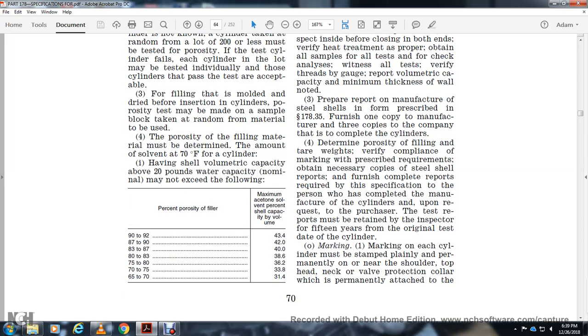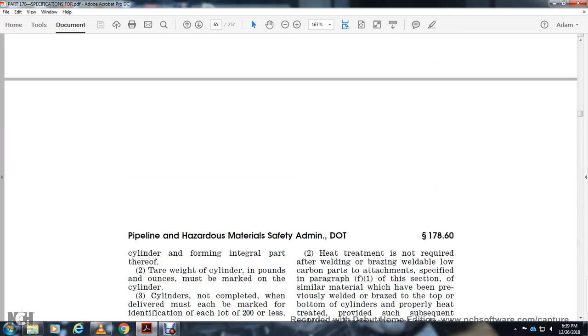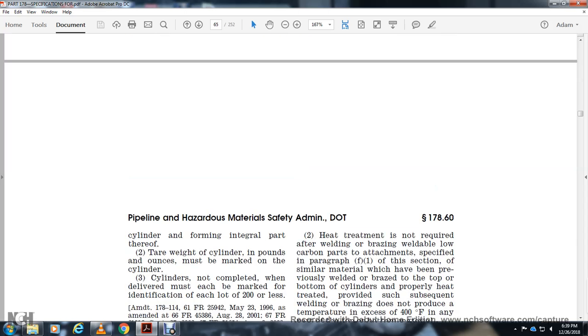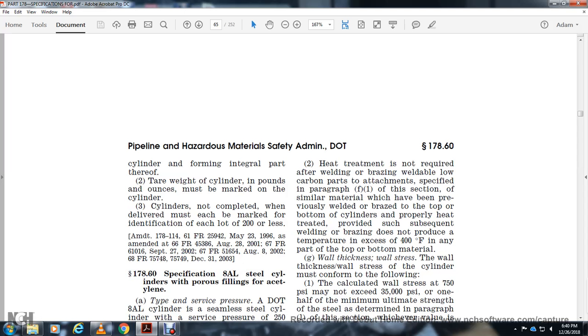The cylinder marking on each of the cylinders may have the same filling, permanently on the shoulder, top of the head, neck, or valve protection collar, and permanently attached to the cylinder with a forming integral layer over the tearaway of the cylinder. In the pound by the ounce, it must be marked with a cylinder. Cylinders not complete with a delivery must each be marked with identification of at least lot with 200 or less.